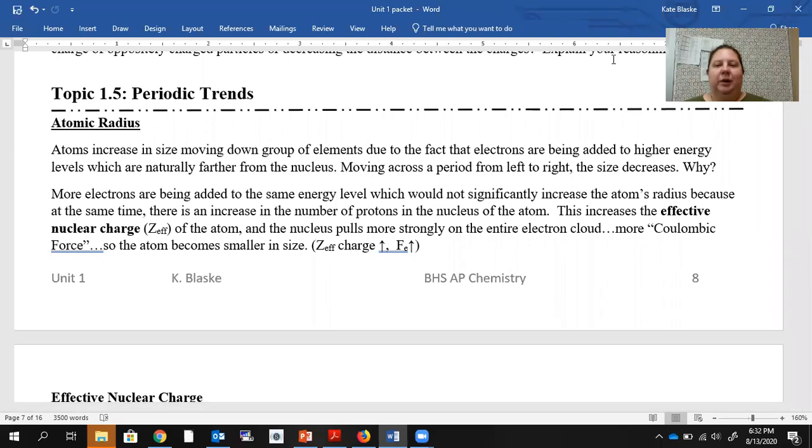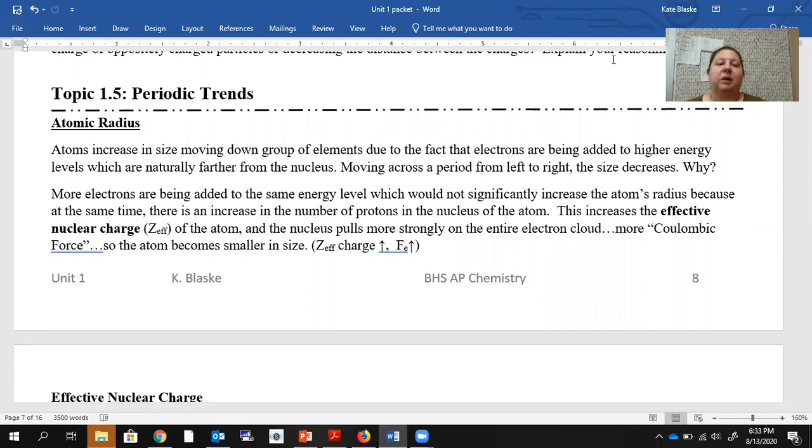Today we are going to talk about periodic trends. This is a big topic in AP Chemistry. It is a question that comes up all the time, and it's something that requires a lot of explanation. This is always one of those defend your answer, justify your answer kind of sections.